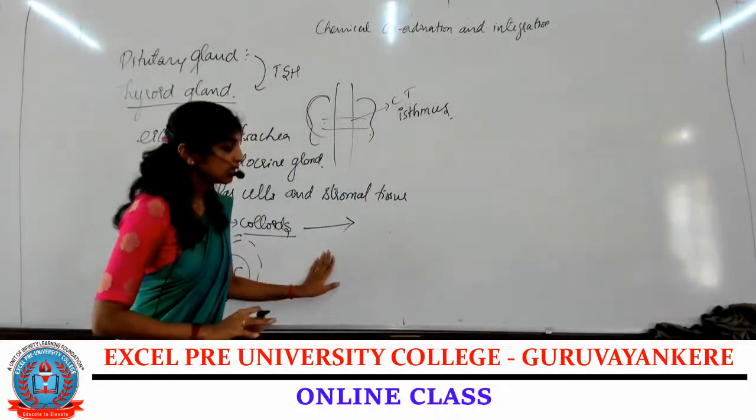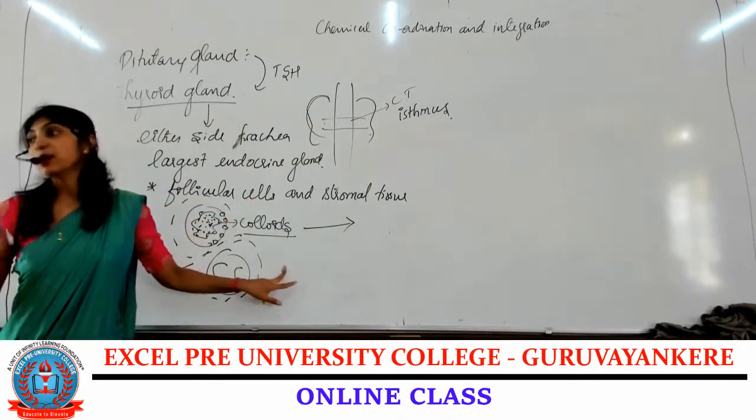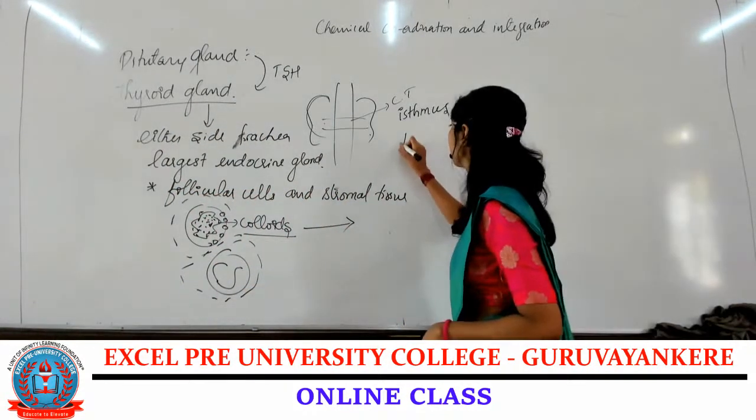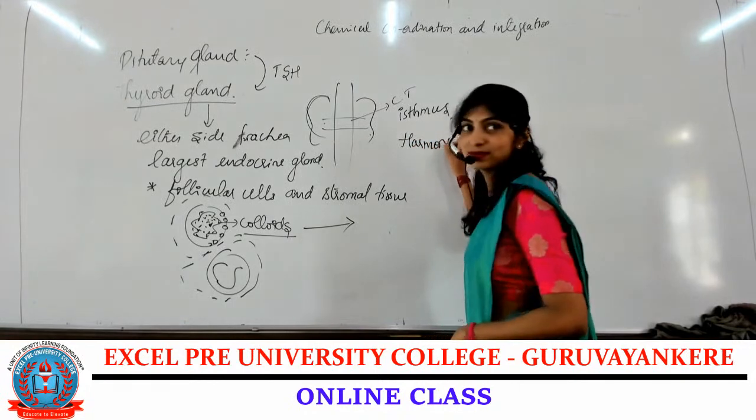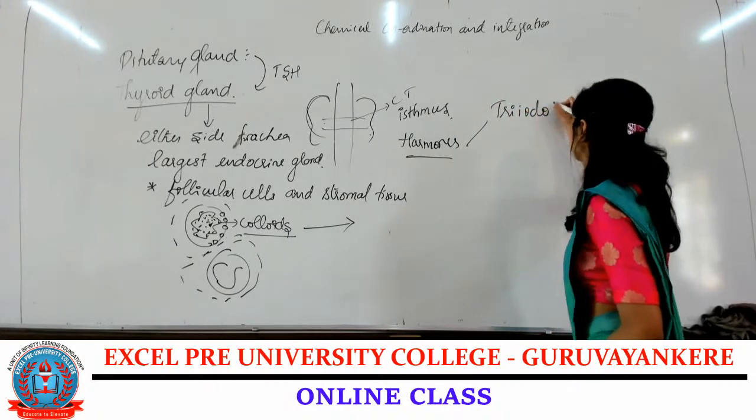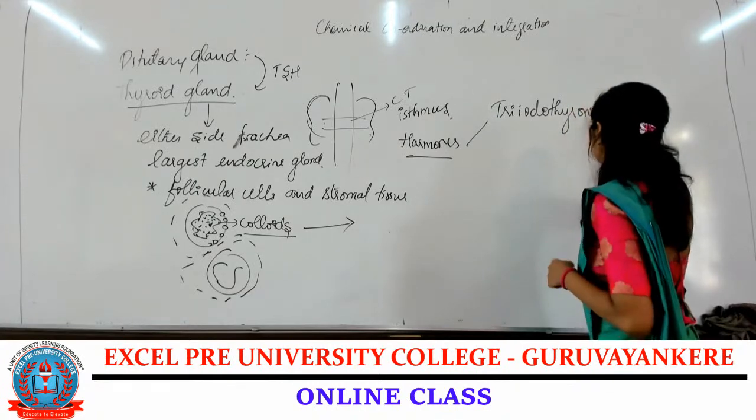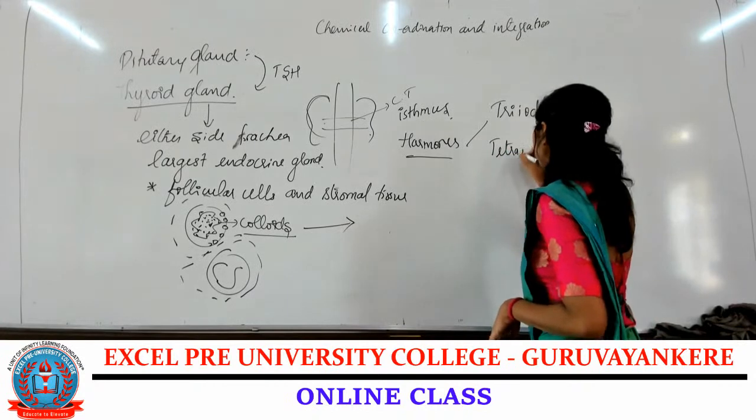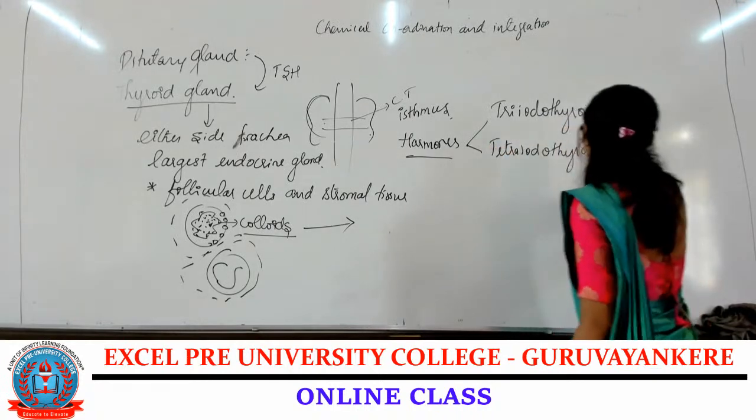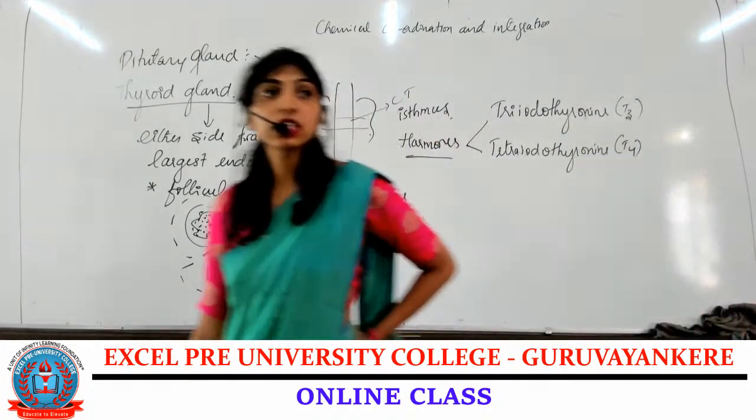Okay, coming to thyroid gland, the follicular cells of thyroid gland mainly secrete two types of hormones. Which are the hormones? Triiodothyronine and tetraiodothyronine. Triiodothyronine is also called T3 and tetraiodothyronine is also called T4 or thyroxine.